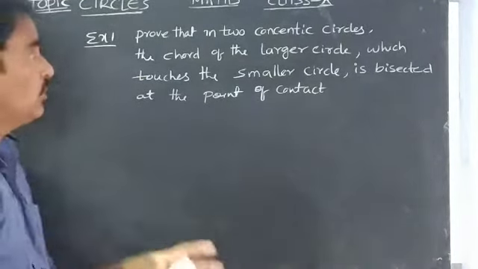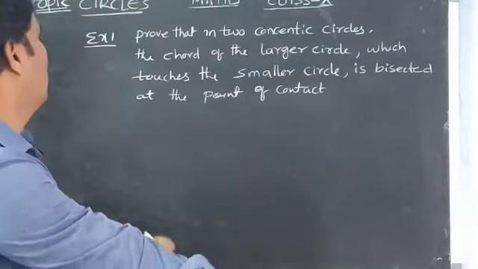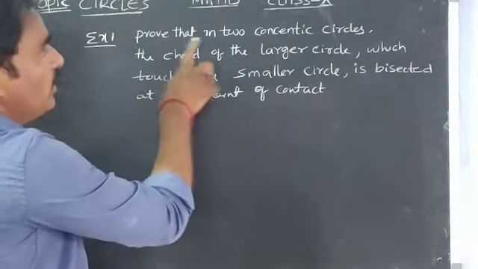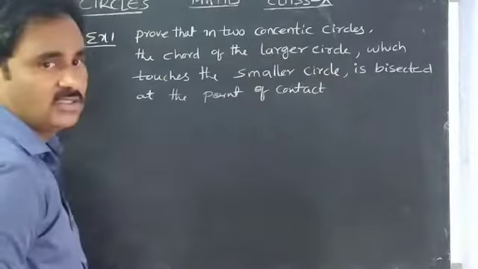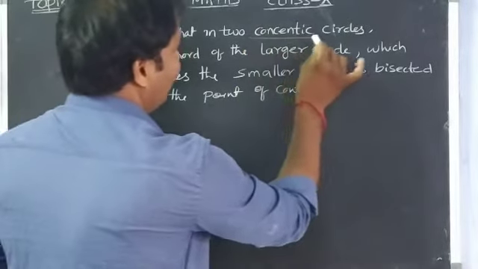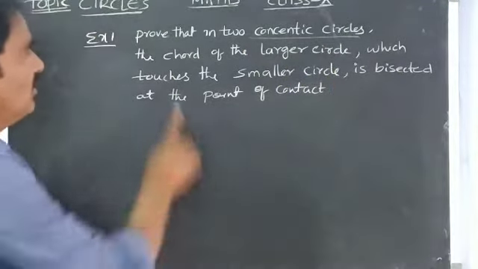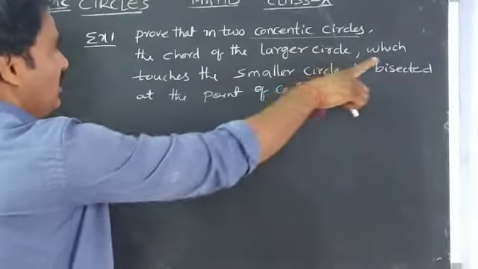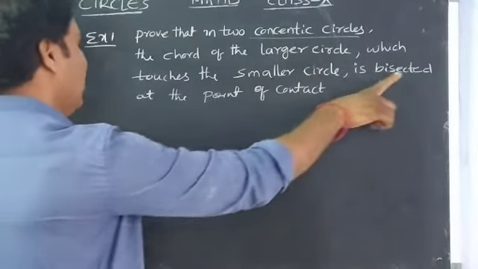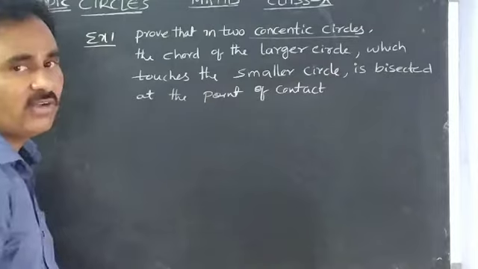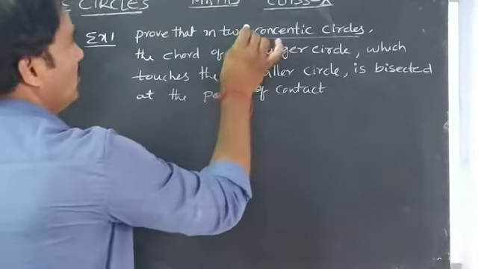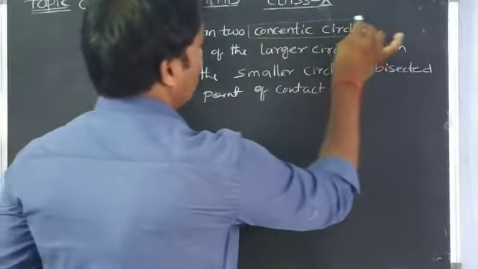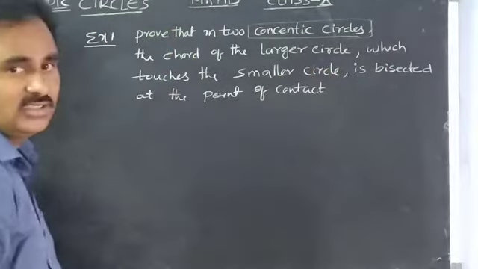In that first example, what is the question? Prove that in two concentric circles, the chord of the largest circle, which touches the smaller circle, is bisected at the point of contact. Before solving this question, we should know what concentric circles are.